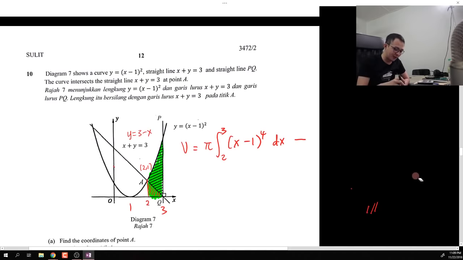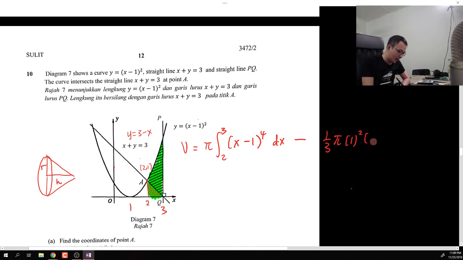If I rotate the triangle, it depends. You can integrate the straight line also. If you don't want to integrate the straight line, you should know that when you rotate a triangle, you are getting a cone. If you get the idea, this one actually is a cone. This is the radius, this is the height. So if you know this cone, I will just do 1 over 3 pi r square h. The r over here is 1. So it is 1 over 3 pi. Alright, or you can integrate the straight line from 2 to 3. You can do anything you like.